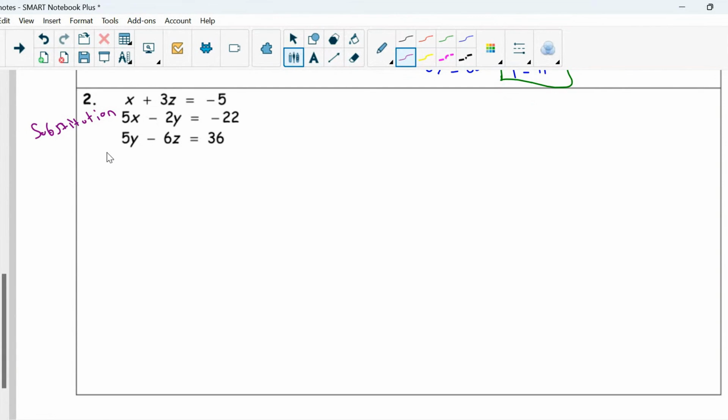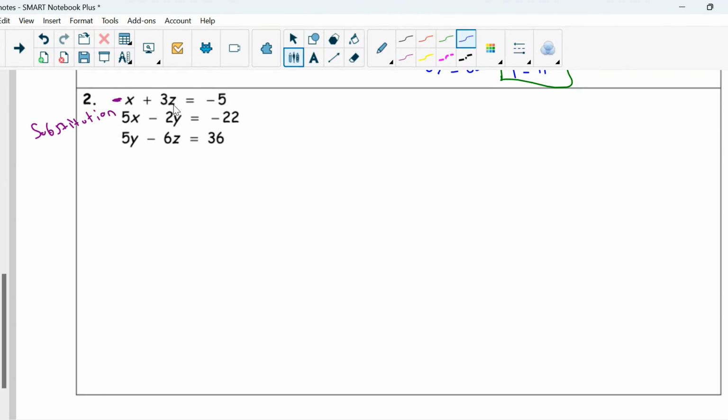To help solve for our 2 variable system. So to use substitution, instead of eliminating our x from our original equation, let's just use substitution with our first linear equation here. x plus 3z equals negative 5. Okay, so let's solve this equation for x.